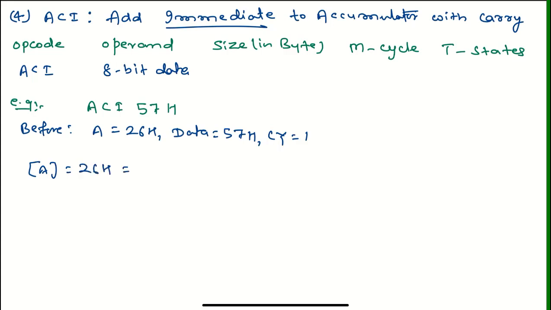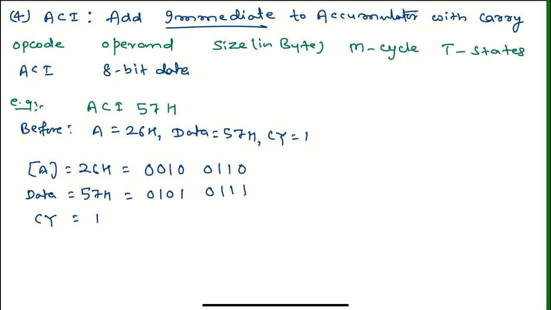So this can be written in binary as 0010 0110. So this is 26H here, and now this data is given as 57H. So this can be written 0101, that is 5 here, and 0111 for the 7, and this carry status already we had considered as 1 here. So this can be added at this position. Now we have to perform this addition.